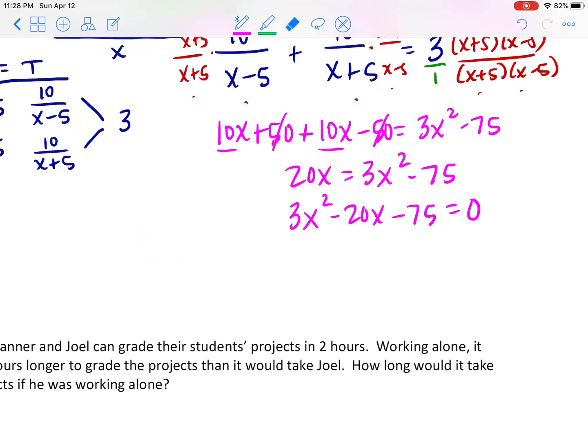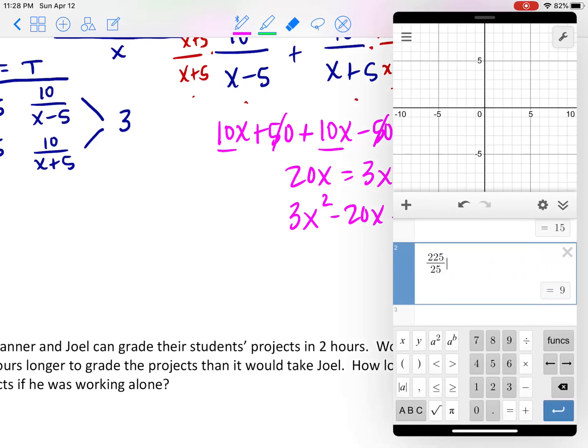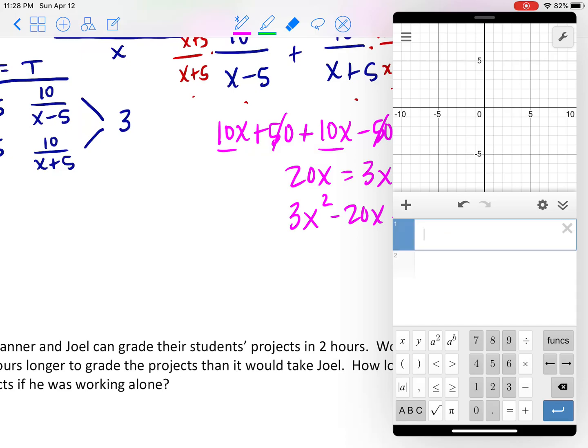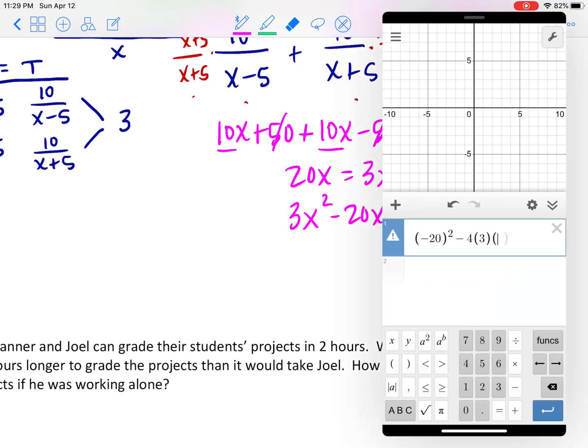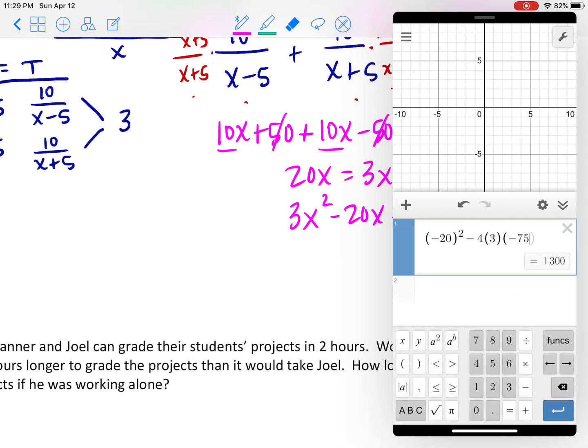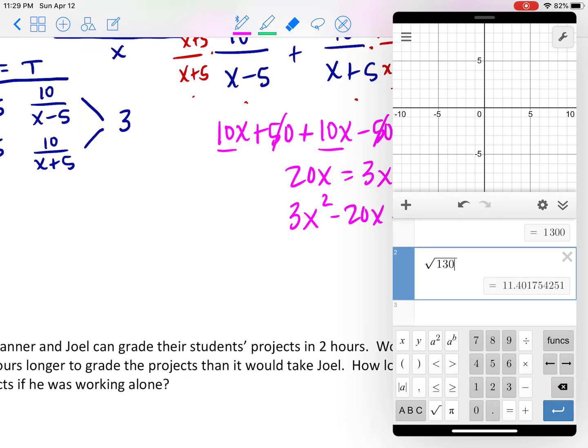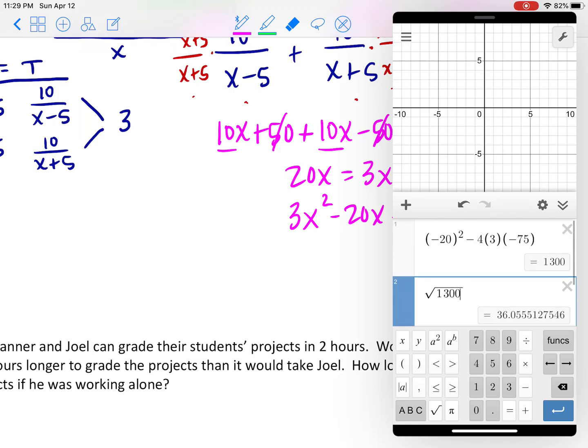Now, I could verify with the discriminant, right? B squared. Let me do this in the calculator. If I use the discriminant and I get a perfect square, that means I can factor. So b squared, negative 20 squared. Oh my, what am I doing? Squared minus 4 times a is 3 and c was negative 75 is 1300, and that is not a perfect square. Square root of 1300 is a decimal, so this is not factorable.